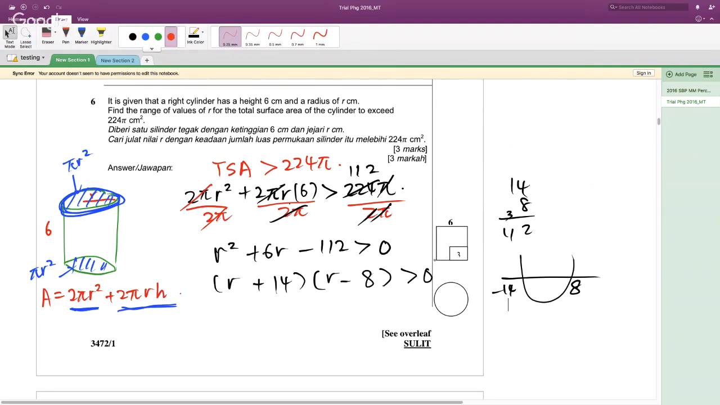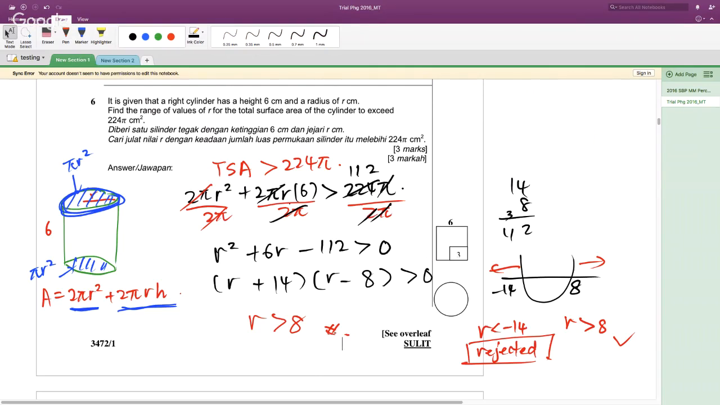And you will get, it's bigger, which means it's two directions. So therefore, I know r should be bigger than 8 or r should be less than negative 14. But since r is a radius, I will reject this answer, because r cannot be negative. So I only have this answer. So r is bigger than 8 is my final answer.